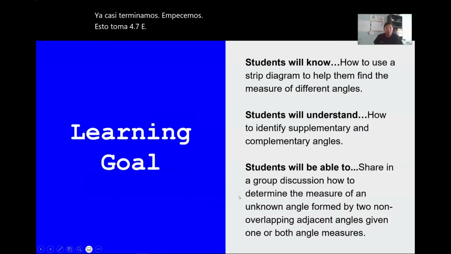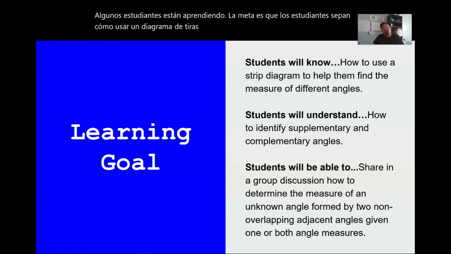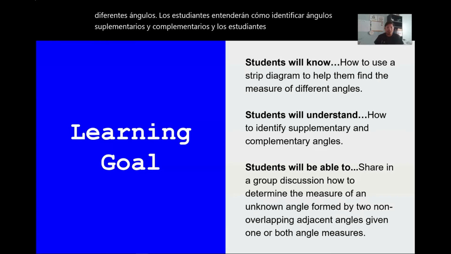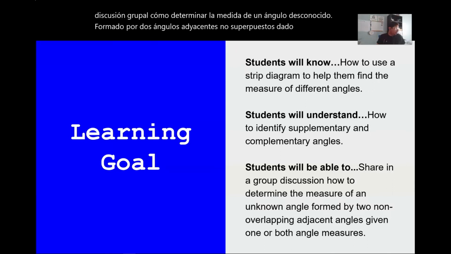So our learning goal is students will know how to use a strip diagram to help them find the measure of different angles. Students will understand how to identify supplementary and complementary angles. And students will be able to share in a group discussion how to determine the measure of an unknown angle formed by two non-overlapping adjacent angles given one or both angles.